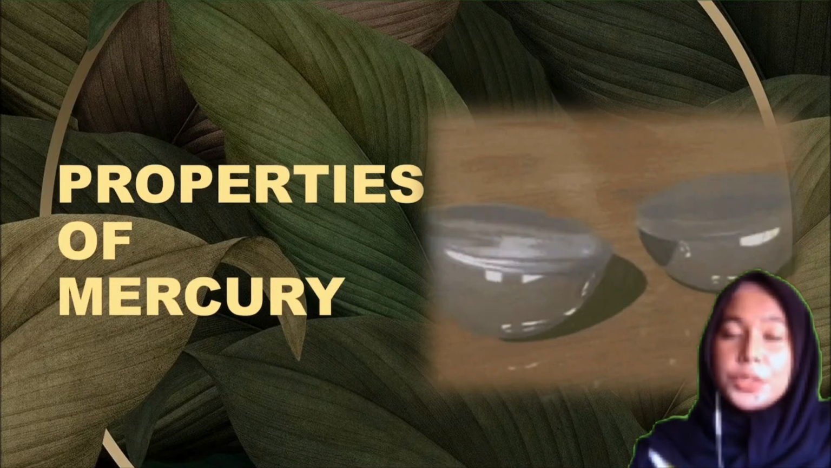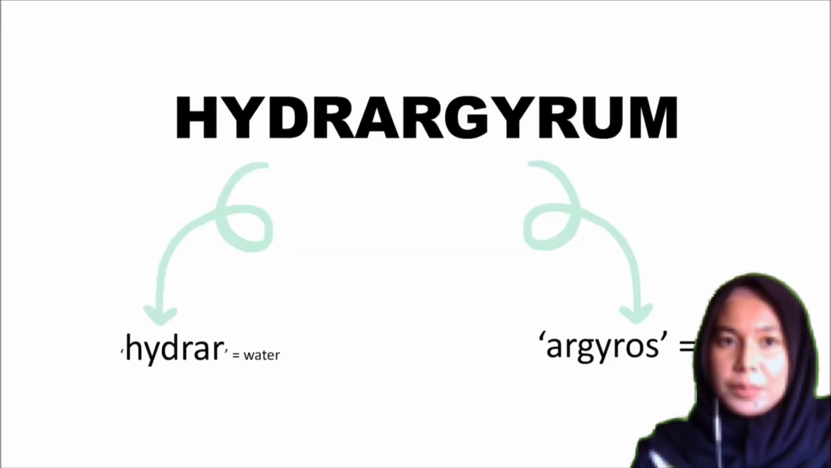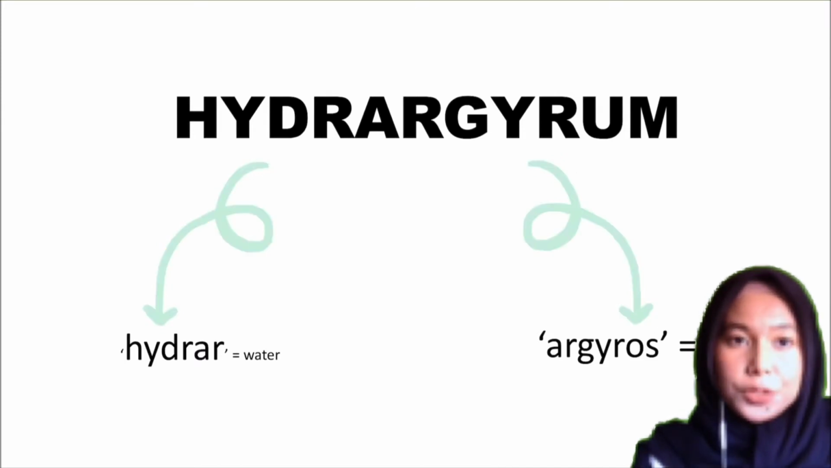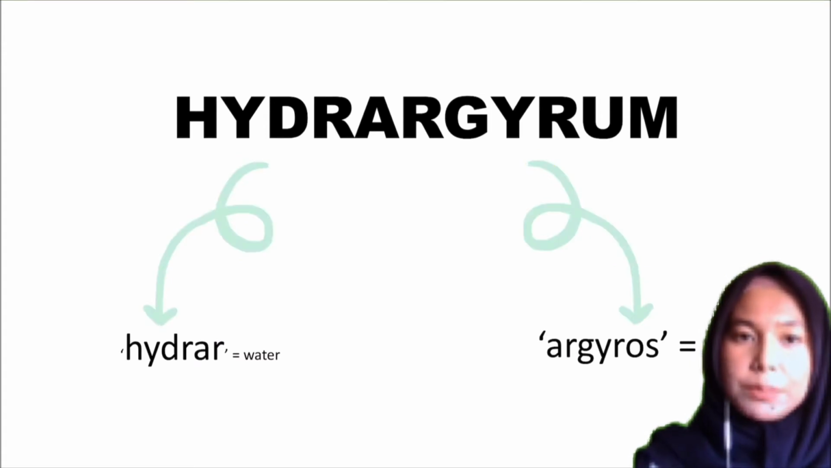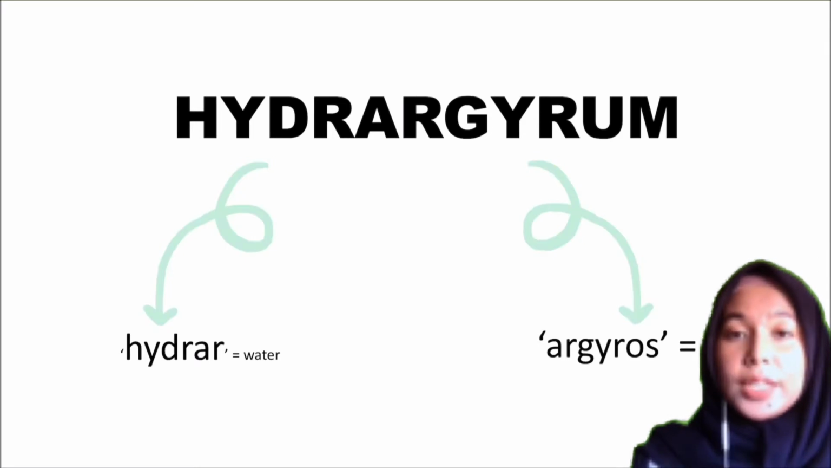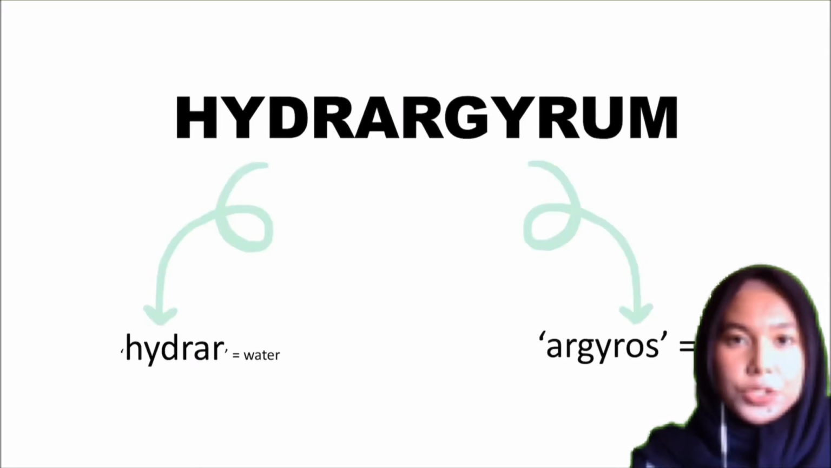Do you know that mercury was previously known as hydrargyrum? This name comes from the Greek words hydro and argyros, which mean water and silver. From the name hydrargyrum, this is where the elemental symbol Hg comes from. It has a mirror-like appearance and exists in liquid form at standard temperature and pressure.